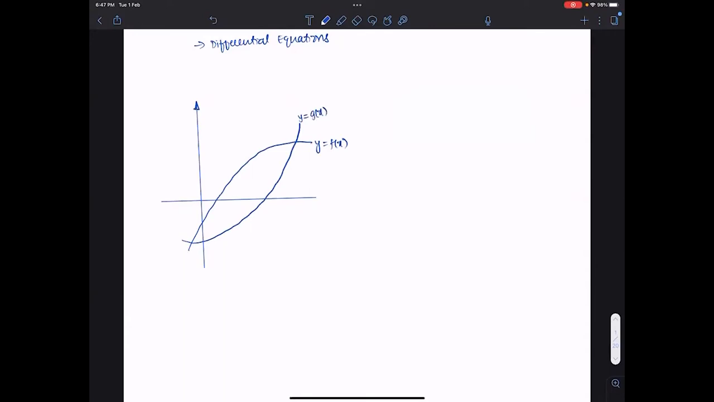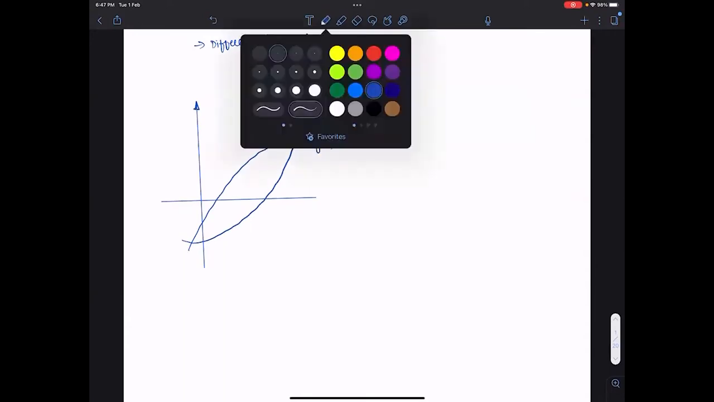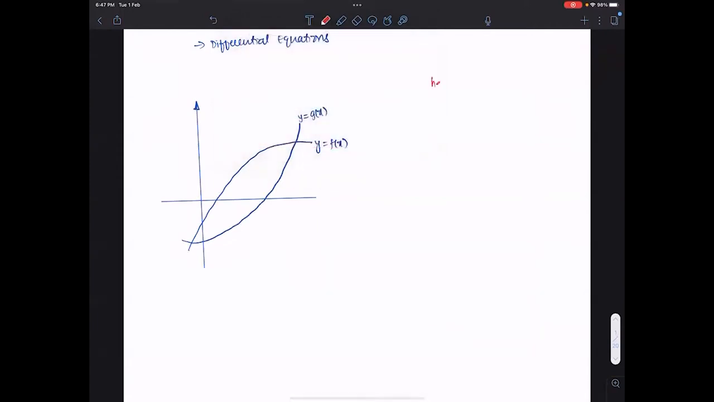Okay, now there is something called the height function. I also call it the height function. Height function means the height of these rectangles. If you take the rectangle height to be like this, and if you keep adding all these rectangles, then you will get the required area.